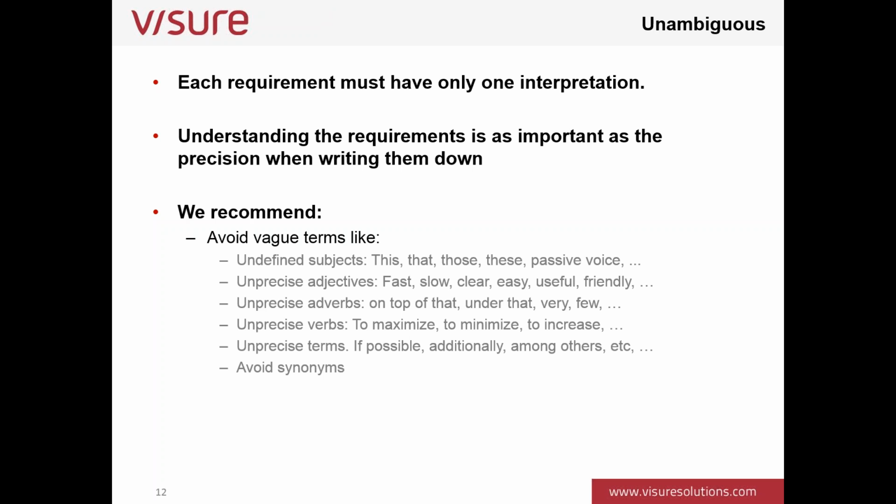Imprecise verbs: maximize, minimize, increase. The system will increase the benefits, increase the performance, but how much? Imprecise terms: if possible, additionally, among others, synonyms, etc. Just try to avoid all those things. It's not so easy to write an unambiguous requirement, but the best thing for that is just read what you have written down and ask yourself, is everyone going to understand the same? Or even perform some peer reviews. Hand those requirements to some partner and ask, what do you understand when you read this requirement?